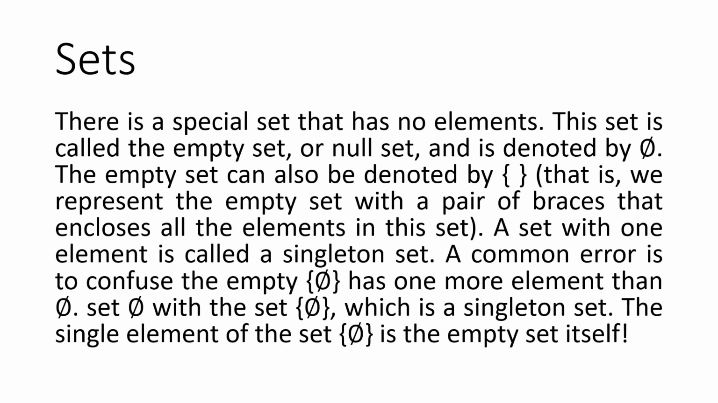So we have this one. There is a special set that has no element. This set is called the empty set or null set, and it is denoted with this symbol. The empty set can also be denoted by this one: you have two braces with no elements inside.